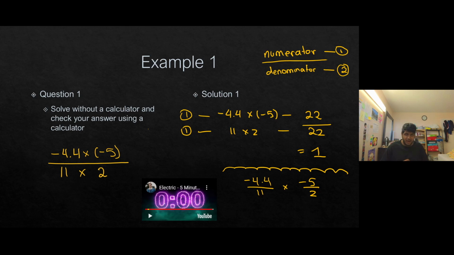Okay? Now, it's actually pretty easy to do this. If you think about it, here we have negative 4.4, which is kind of like 44, divided by 11. So we definitely have a 4 here, right? Because, of course, 44 divided by 11 is equal to 4. And that gives you that, which is super cool. But again, it's negative 4.4.